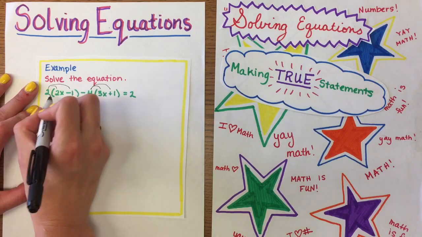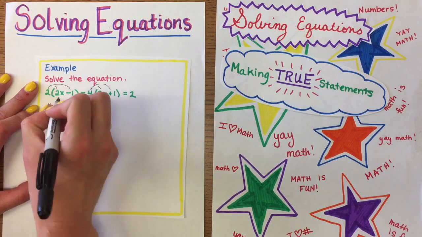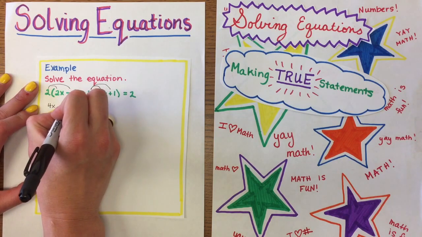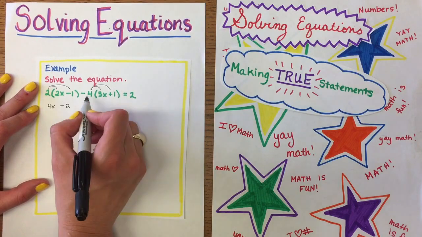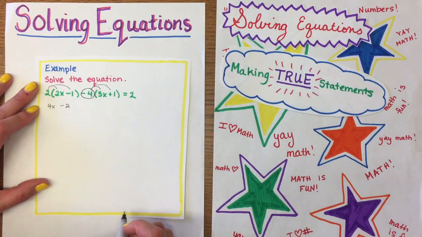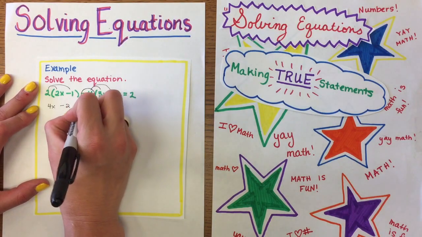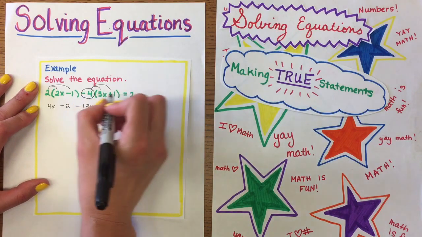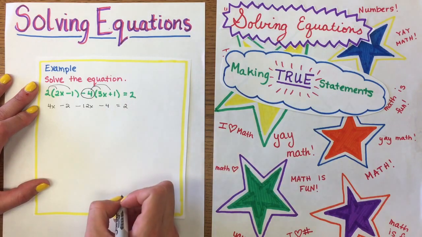I distribute the 2 in, and I get 2 times 2x, which is 4x. 2 times negative 1 will be negative 2. When I distribute negative 4 in, it's really important that I distribute this entire negative 4 in and not just positive 4. You need to carry that sign. So negative 4 times 3x is minus 12x. Negative 4 times 1 is minus 4, and that is equal to 2.